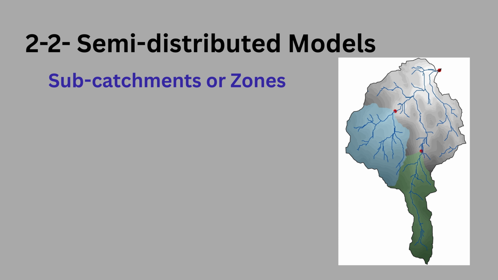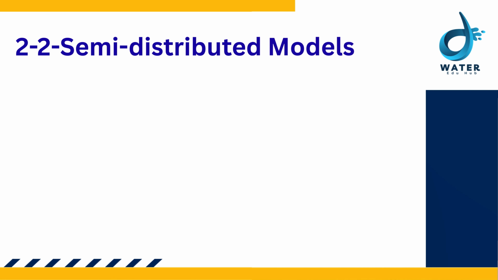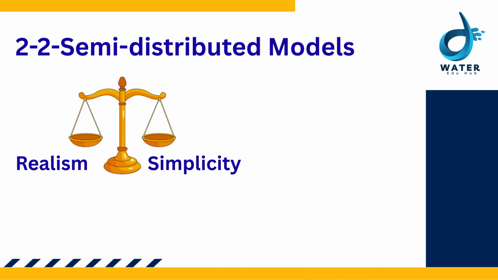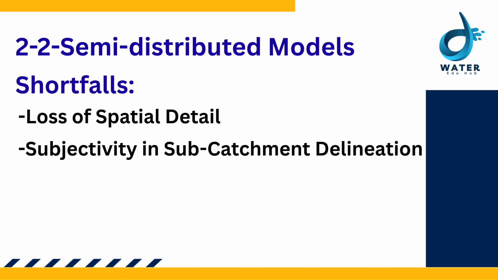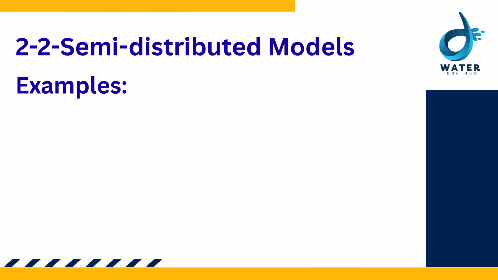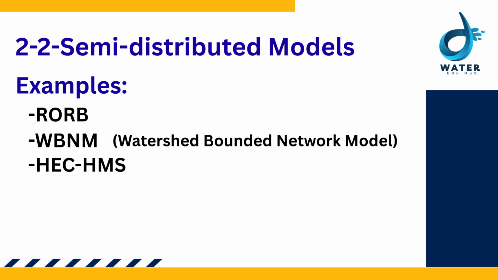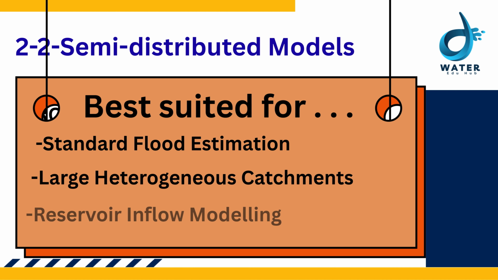In semi-distributed models, the catchment is divided into subcatchments or zones, each treated as lumped but routed together to the outlet. They are hydraulically connected like chain of buckets. These models have a good balance between realism and simplicity. However, they come with some shortfalls, including loss of spatial detail, subjectivity in subcatchment delineation, equifinality, and being inadequate for overland flow mapping. Examples are RORB, WBNM, HEC-HMS, SWMM, and SWAT. These models are best suited for standard flood estimation, large heterogeneous catchments, and reservoir inflow modeling.